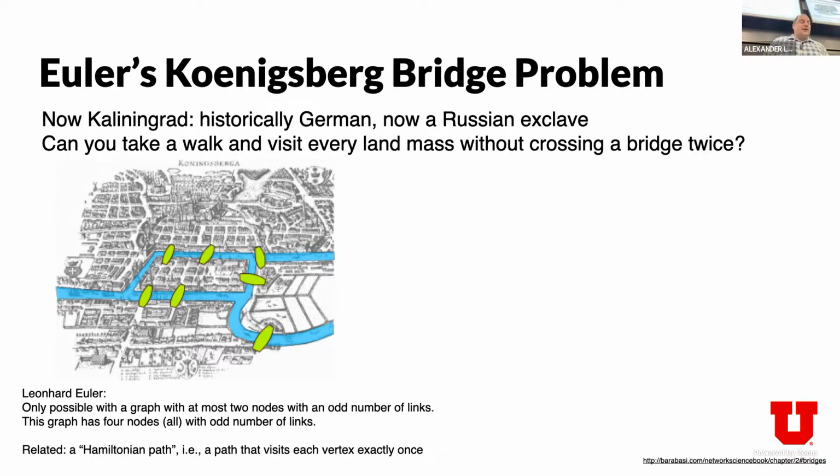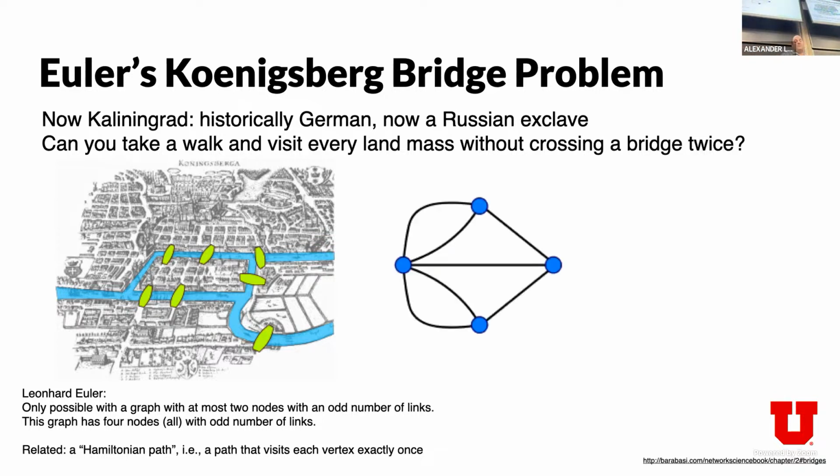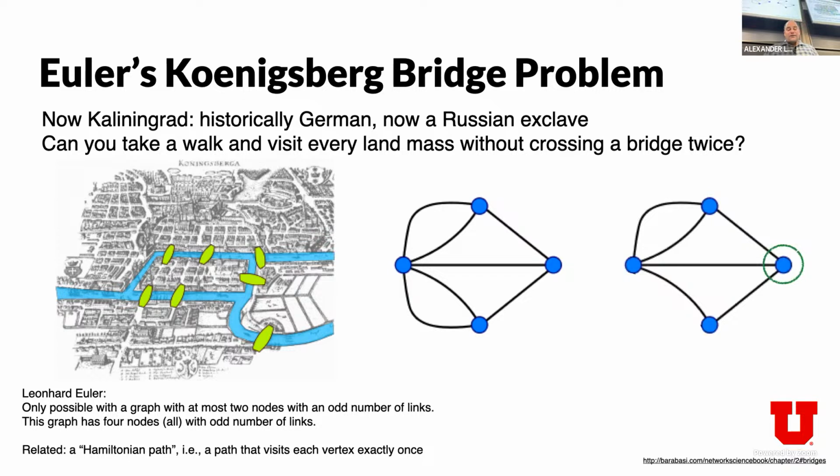And a very related problem, or actually the only possible graph with at most two nodes, so Euler essentially, by this abstraction, realized this is kind of like our network here. As I said, the land masses don't matter, and he could actually show that it's not possible. It would only be possible with a graph with at most two nodes with an odd number of links. But this graph has 4 nodes with an odd number of links, right? And so that is kind of the problem here.